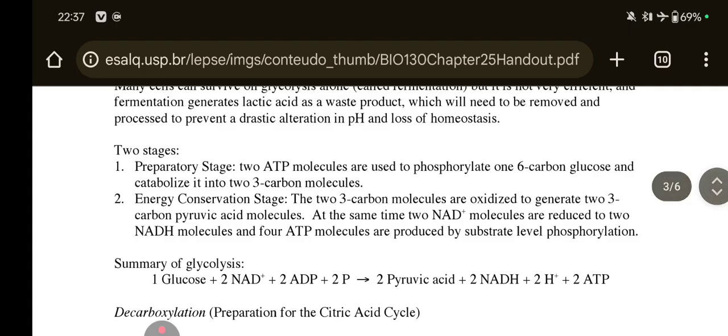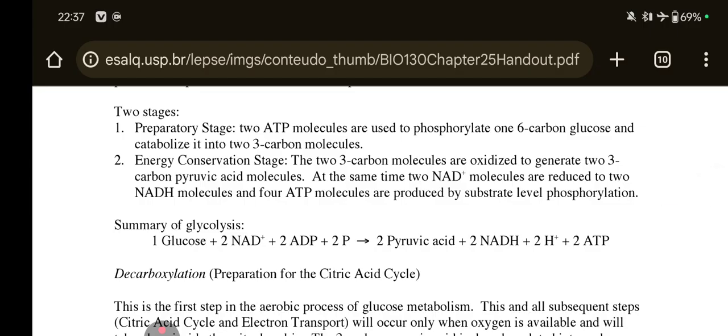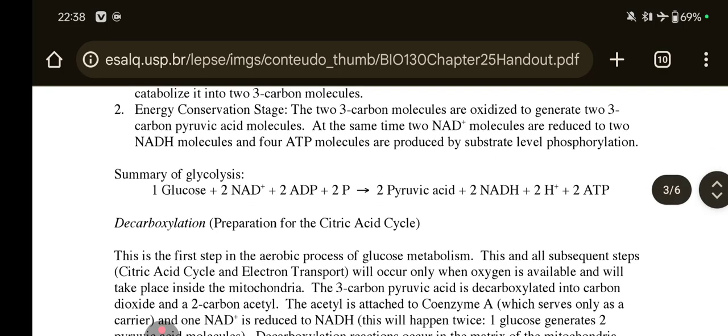Two stages. Preparatory stage: two ATP molecules are used to phosphorylate one 6-carbon glucose and catabolize it into 3-carbon molecules. Energy conservation stage: the two 3-carbon molecules are oxidized to generate two 3-carbon pyruvic acid molecules. At the same time, two NAD+ molecules are reduced to two NADH molecules and 4 ATP molecules are produced by substrate level phosphorylation.